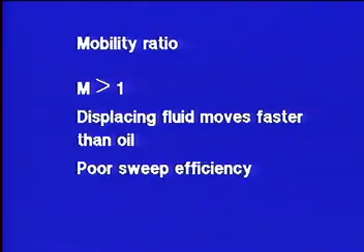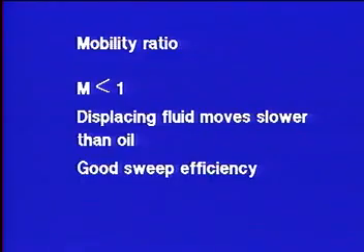When M is greater than 1, the displacing fluid, perhaps water or gas, moves faster than oil and will very likely bypass some of it, resulting in a low sweep efficiency. On the other hand, if M is less than 1, the oil is capable of moving faster than the displacing fluid, and we have good sweep efficiency.